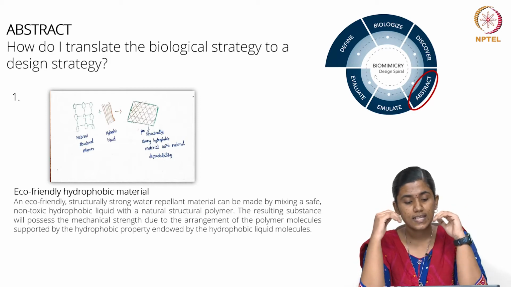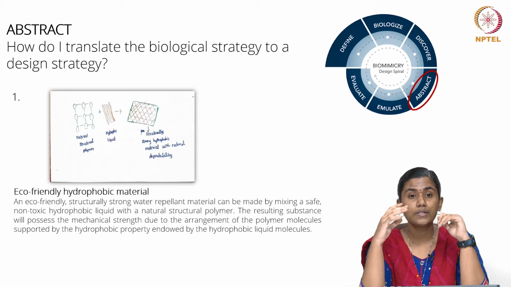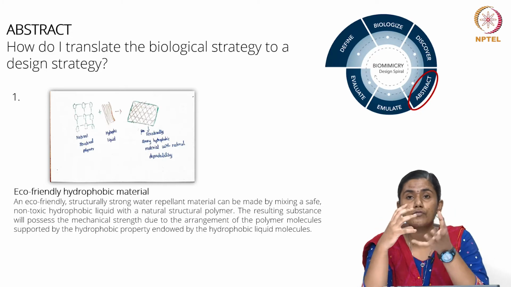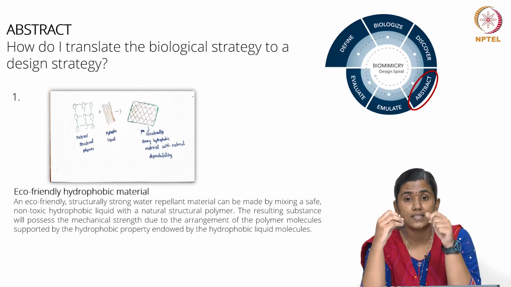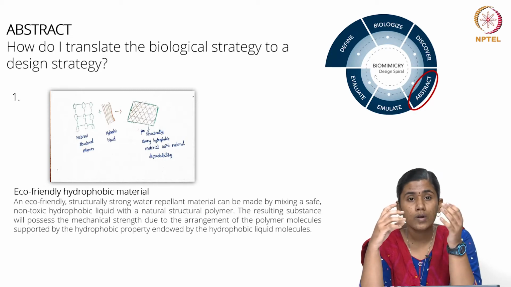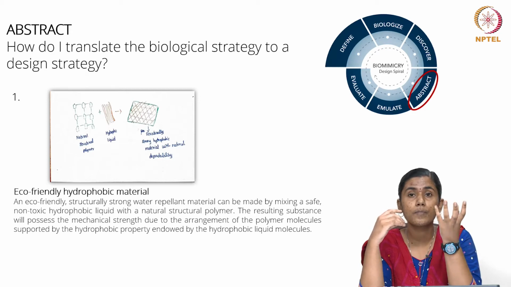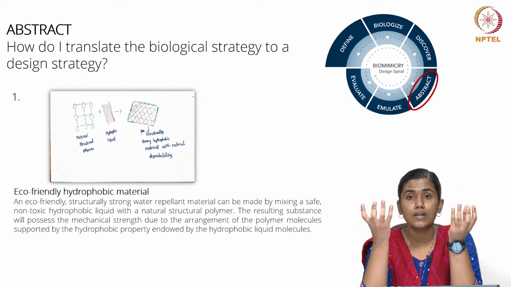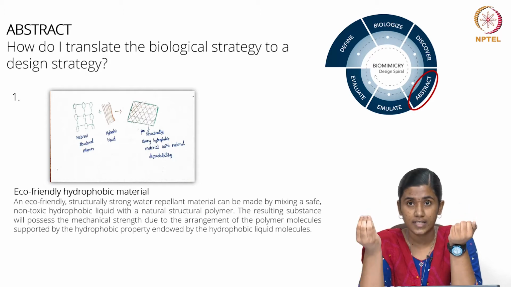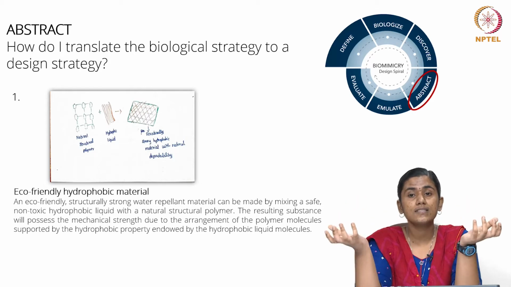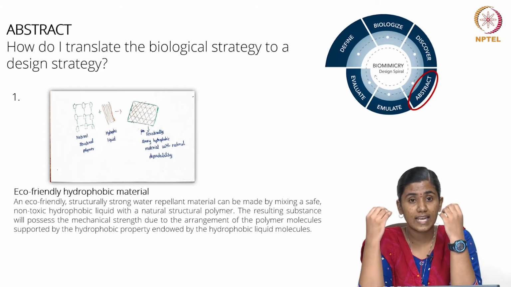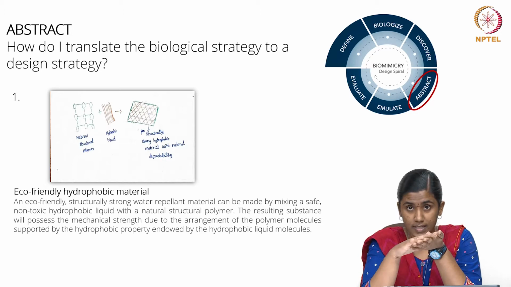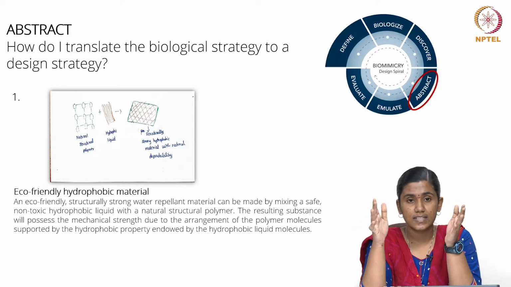The first design strategy which I abstracted was about an eco-friendly hydrophobic material. So we can obtain an eco-friendly hydrophobic material that is structurally strong. How? By mixing a water repellent hydrophobic material with a structural material which is naturally biodegradable. So when these substances are mixed together, they will give rise to an eco-friendly material that is able to biodegrade as well as repel water in a concurrent fashion.